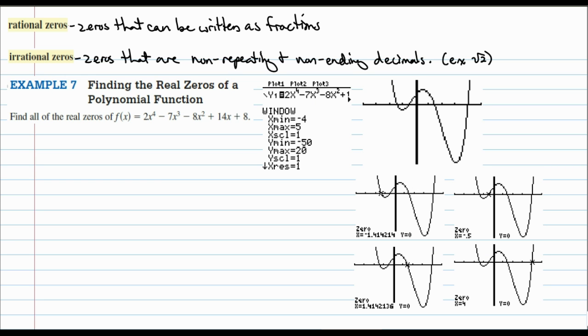There are rational zeros, which are zeros that can be written as fractions or also terminating decimals, so like 1.2 can still be written as a fraction. Irrational zeros are zeros that are non-repeating. Like 1.2222222 forever can be written as a fraction, but if it doesn't repeat, like 1.1546198, you get the idea, and doesn't end, those are irrational. For example, the square root of 2 would be an irrational number.